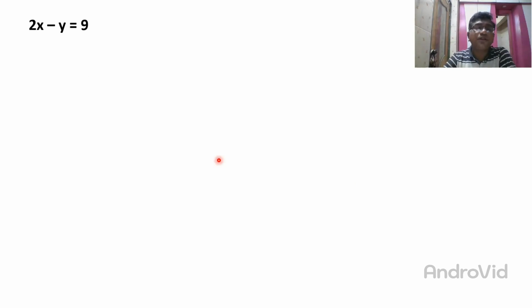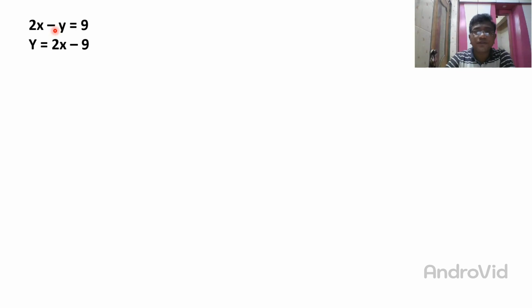Then I take another equation. This is 2x minus y is equal to 9. This is the equation. So if this -y goes across, it becomes plus y. Then this plus 9 goes across, it becomes -9. Okay, do you understand, my students?